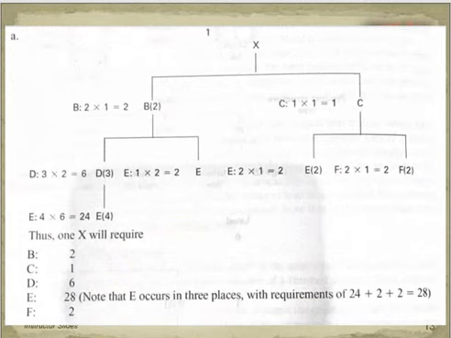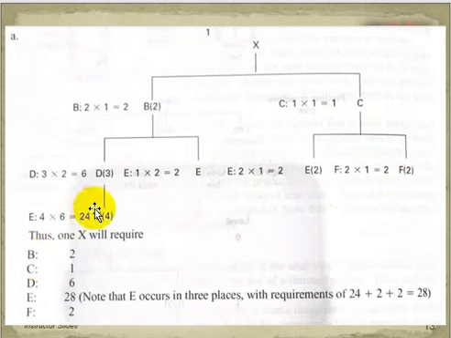Look at this diagram here. For B, we need two. For D, it's six because three times two. For E, it's 24 because it's four times six, or four times two times three. For E, we need two times one. For C, we just need one. For E, we need two times one. For F, we need two times one.